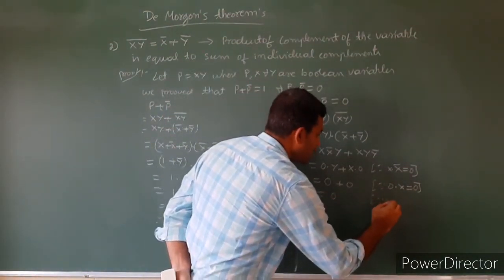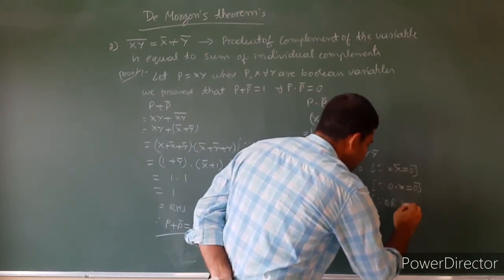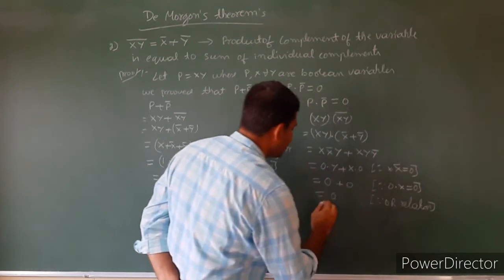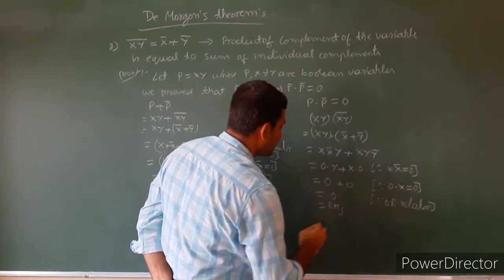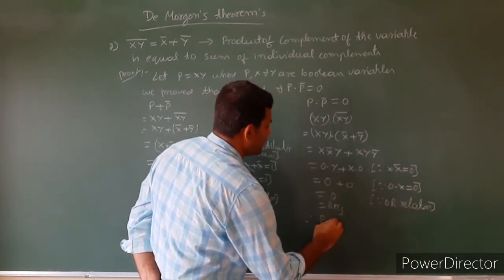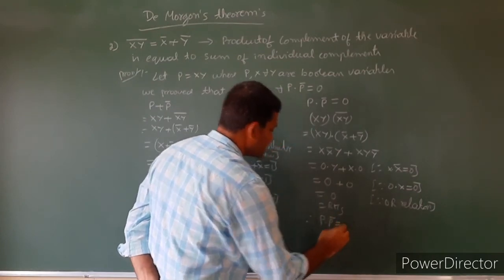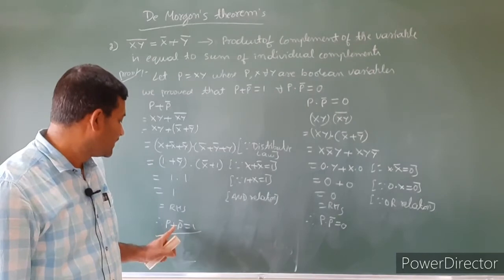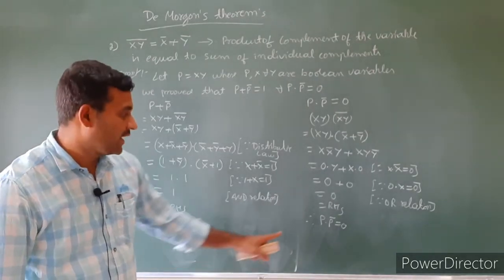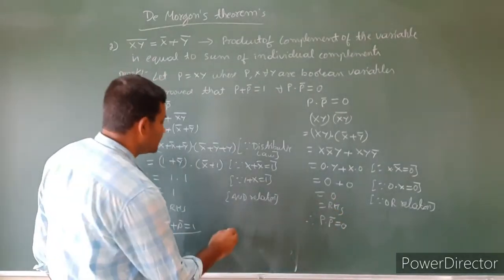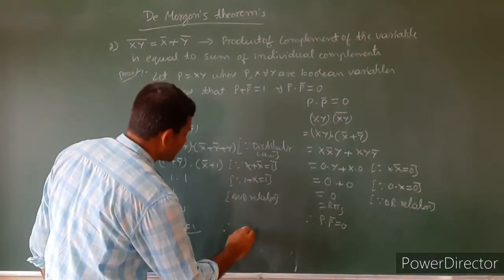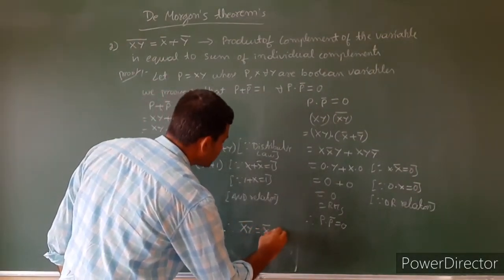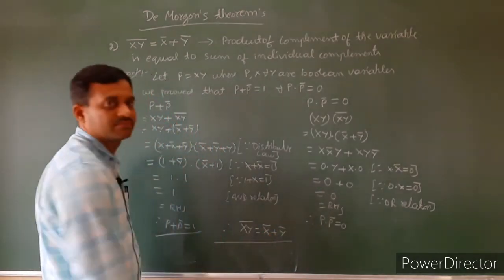Where? In the OR relation. Then it is equal to the right hand side. Therefore we have proved that p into p bar is equal to 0, along with p plus p bar equal to 1. Therefore the De Morgan second theorem, xy whole bar is equal to x bar plus y bar.